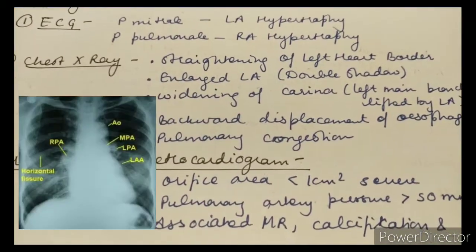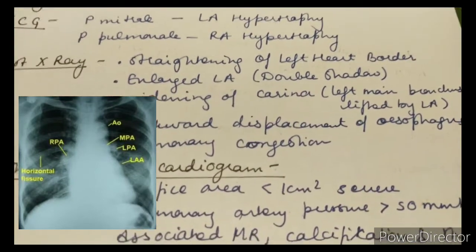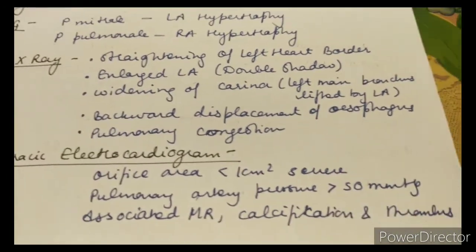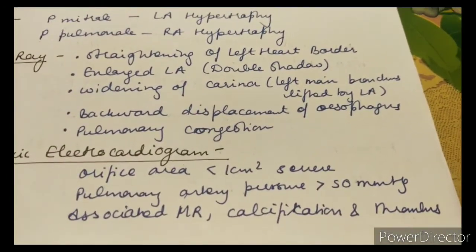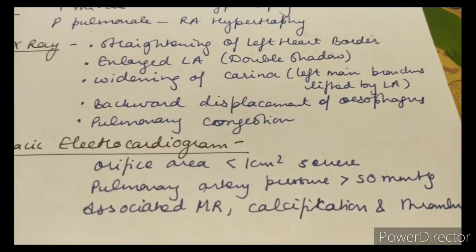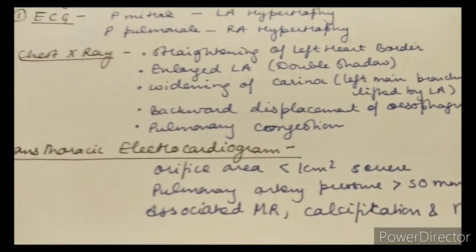On chest x-ray you will see there is straightening of the left heart border, there is enlarged left atrium which is known as double shadow, there is widening of the carina, that is left main bronchus is lifted by the left atrium. And then there is backward displacement of the esophagus, and there is pulmonary congestion. All these things can be seen on an x-ray.